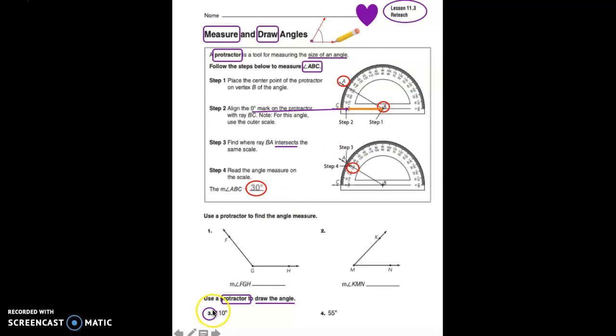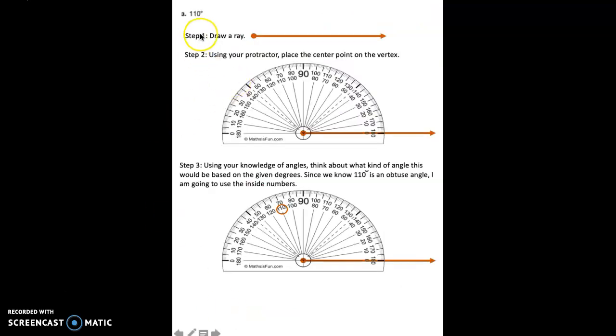Number 3 is a little bit different. It says, using a protractor, draw the angle. Number 3, 110 degrees. Now for this, it's a little bit different. So let's take a look at the steps. Step 1, you're going to draw a ray. Now remember, a ray has an endpoint and an arrow. Step 2, using your protractor, place the center point on the vertex. Here it is. And remember, it lines up with 0 degrees.